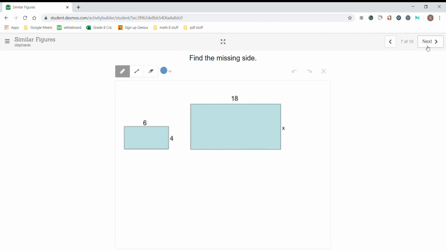All right, this one. Again, I want to label this rectangle 1, rectangle 2. I always want rectangle 1 over rectangle 2. If I flip-flop one of them, it's going to give me the wrong answer, and we don't want that. We always want to stay consistent. So 4 is going to go with x, and 6 is going to go with 18.